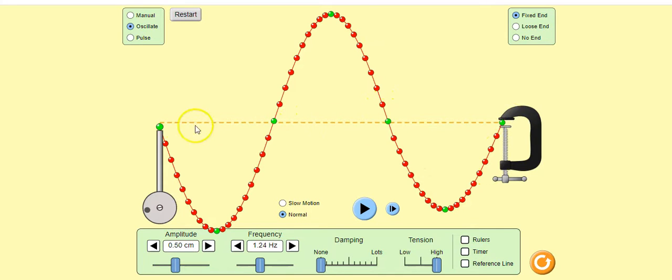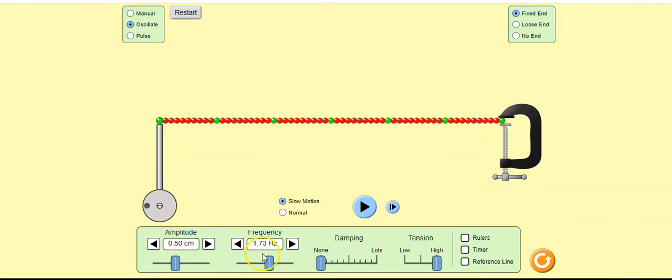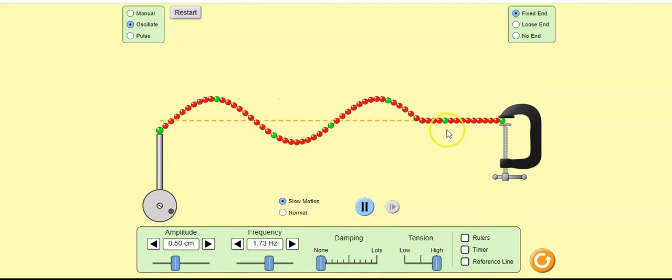You can also see 1, 2, 3, 4 green nodes. Also notice, trapped on this length of string is 1.5 full waves. Okay, you can see that I've increased the frequency, and I'm going to try to get 2 full waves on the string's length. I have it set in slow motion, this way we can count it easily. Let's begin. So there's your first wave traveling in.